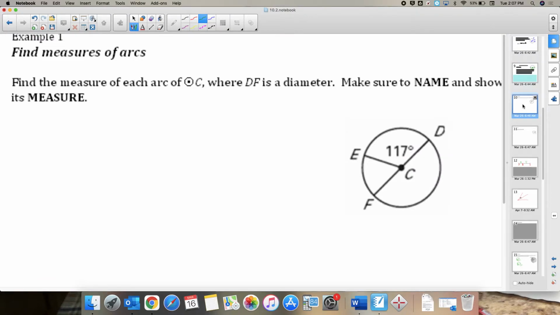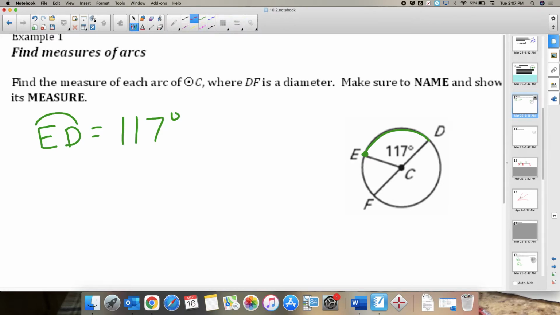Take a look at your first example then. It says, find the measure of each arc in circle C, where DF is the diameter. Make sure you name and show its measure. So we can start with arc ED here. The measure of arc ED is equal to the measure of the angle that makes it. That would be angle ECD, so it is equal to 117 degrees.